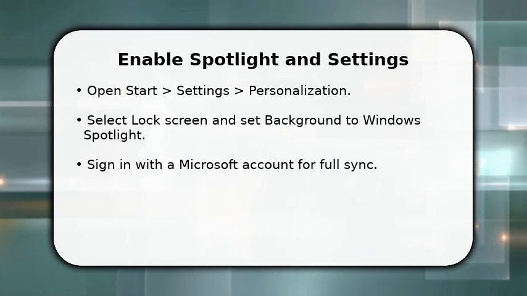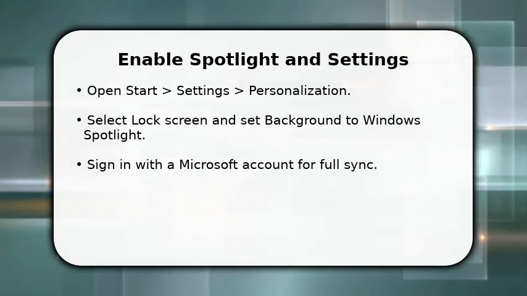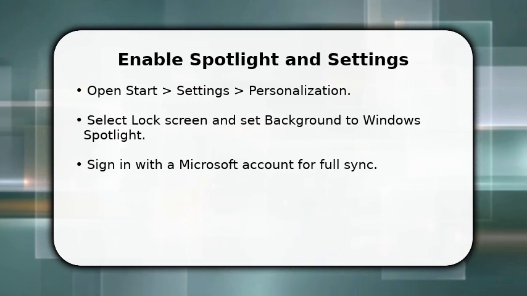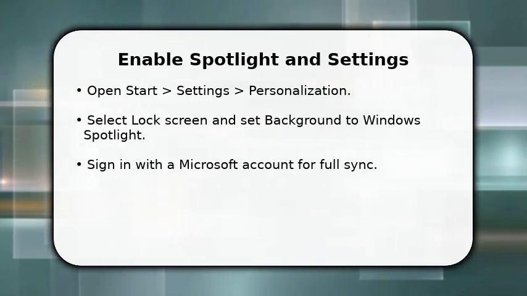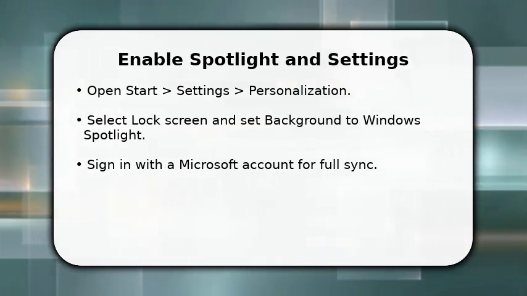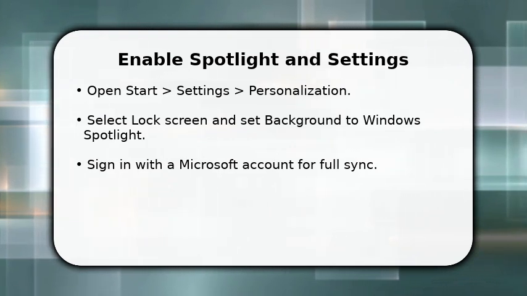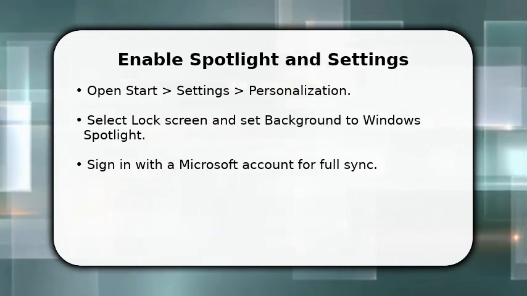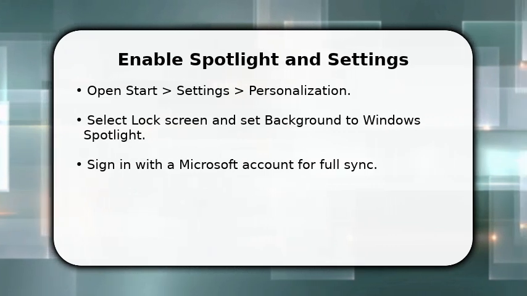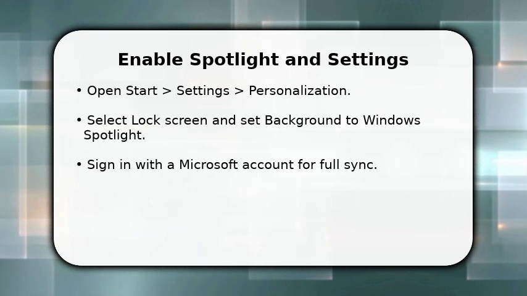Open Settings and go directly to Personalization so you can start changing the lock screen now. In Lock Screen, choose Windows Spotlight as the background. This immediately tells Windows to fetch rotating images. Make sure you're signed into a Microsoft account because Spotlight uses your account to personalize images and feedback.